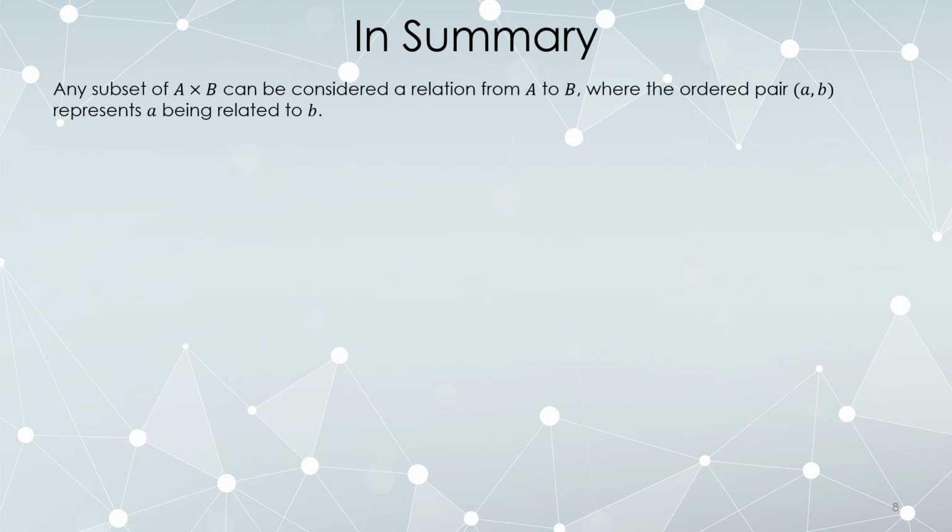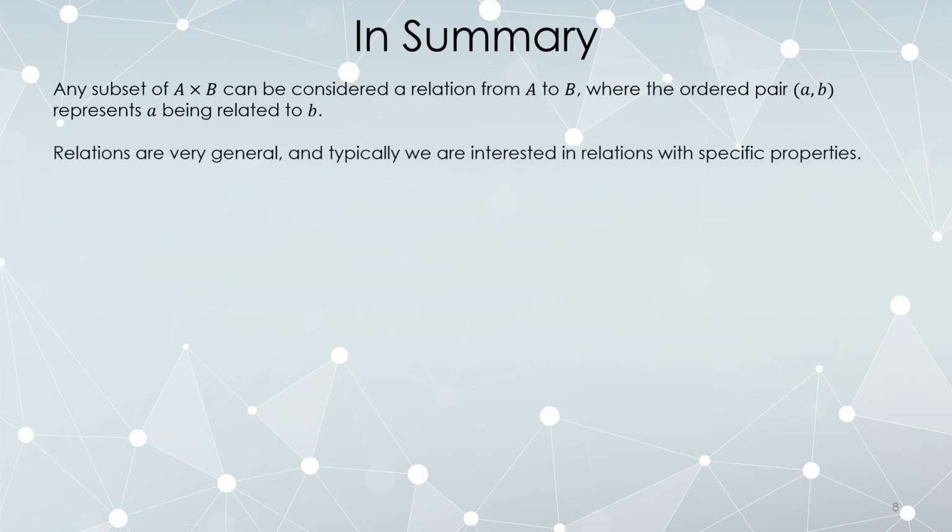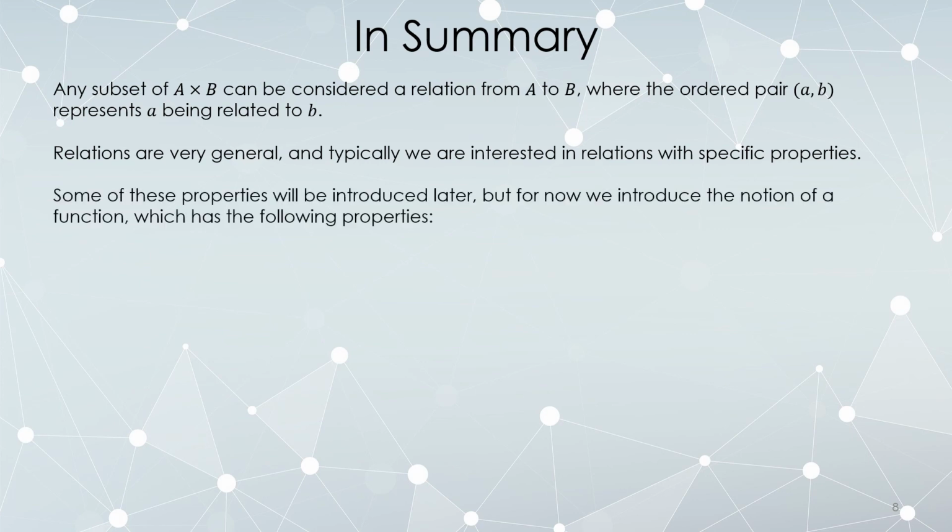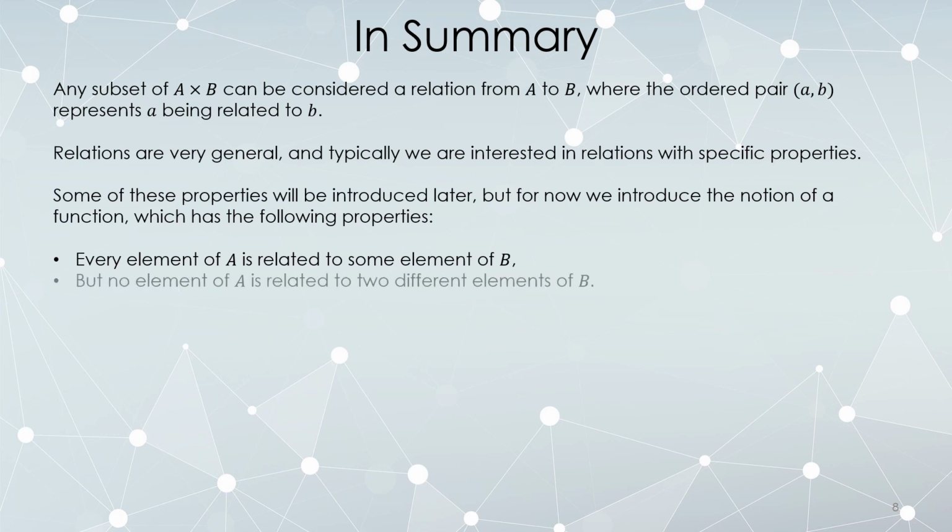In summary, any subset of a product set can be considered to be a relation, where the ordered pair (A, B) being in the product set means A is being related to B. That's a very general construction, and usually we're actually interested in relations that have some specific properties. Some of the properties we're going to talk about later, but in this video we introduced one more, the notion of a function, which has additional properties. Not only is it a subset of the product set, but also every element of A is related to something, but nothing in A is related to 2 or more different elements of B. So that's what a function is.